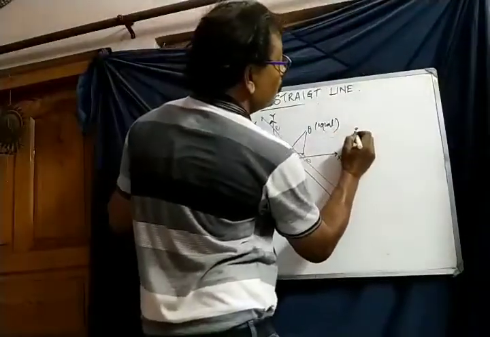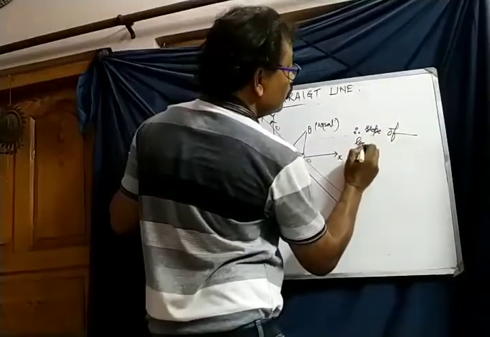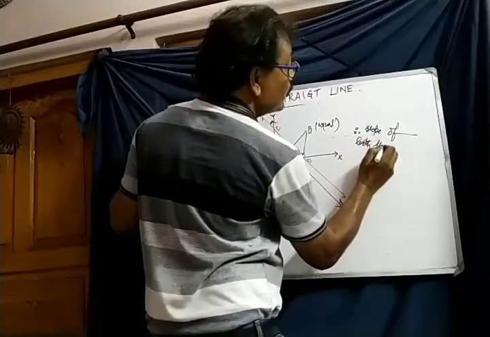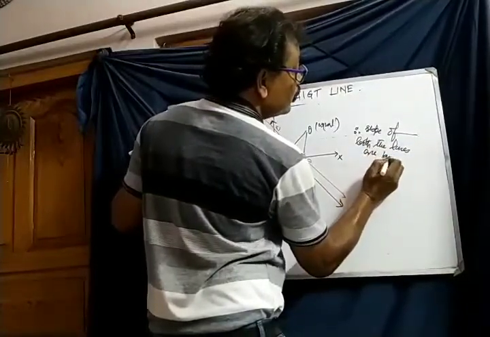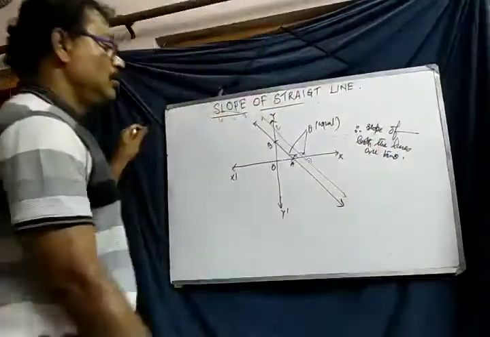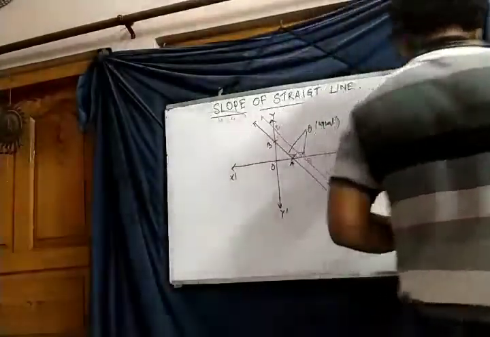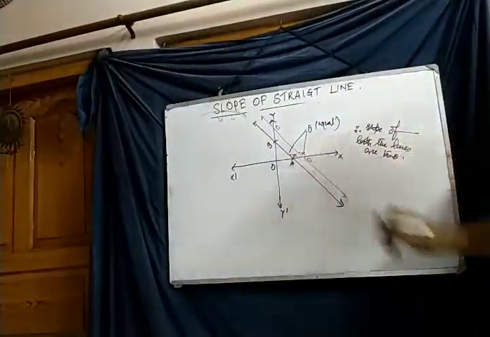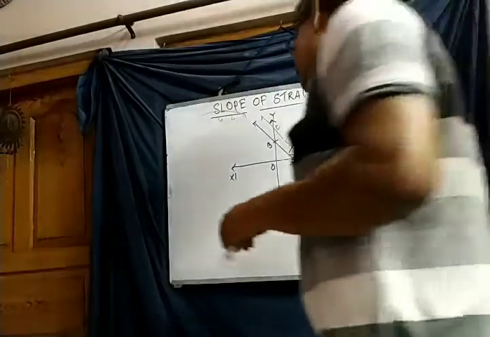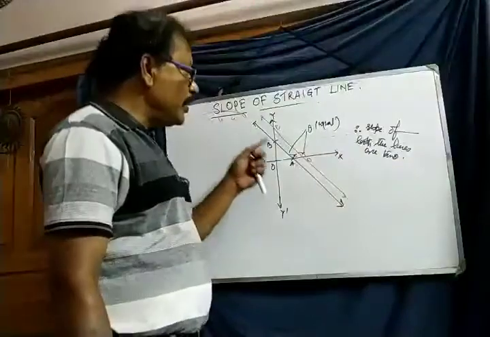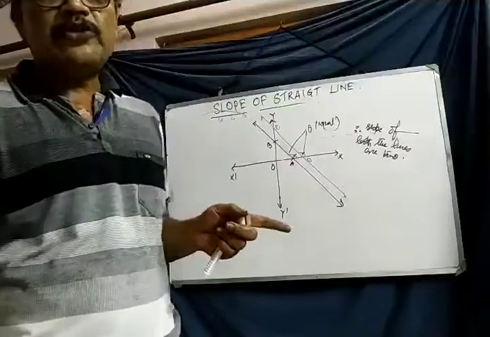Therefore, the slope of both the lines is tan theta. That means the slopes are equal. Therefore, we can conclude here that if two straight lines are parallel, then their slopes are equal.